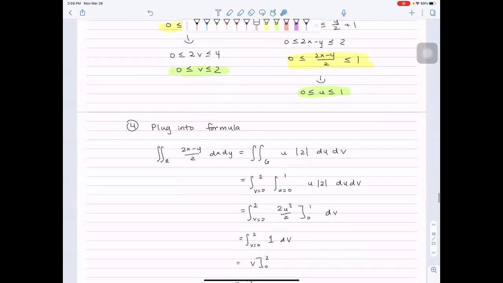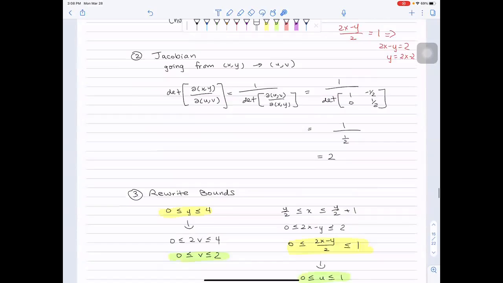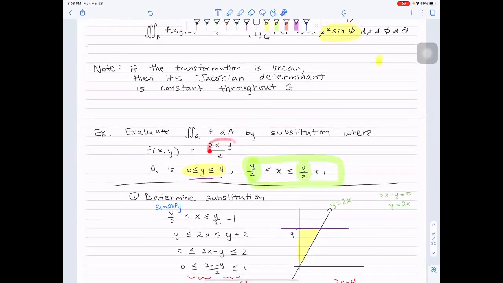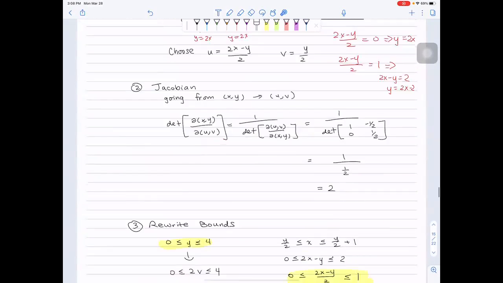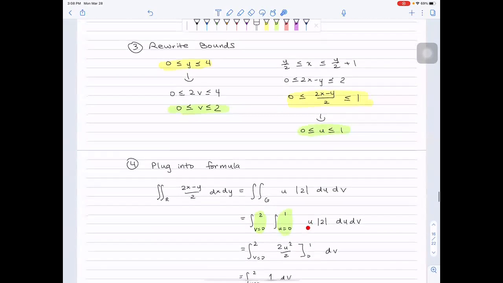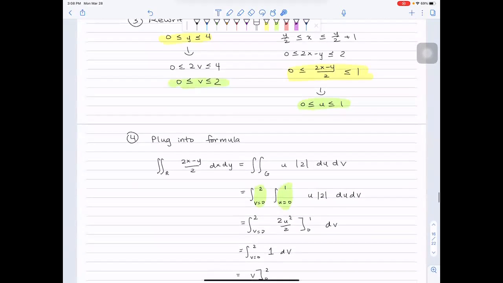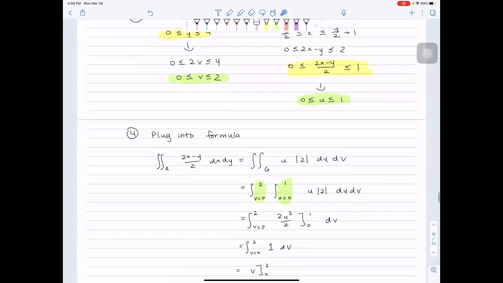And so when we plug it into our formula, we have this double integral with our new bounds plugged in. We have a 2 from the Jacobian. Our original expression was 2x minus y over 2, which we said is u, so we rewrote our expression in terms of u. So that's u, and then du dv. That's how I went from an integral in terms of x's and y's to an integral in terms of u's and v's. Any questions on this problem?